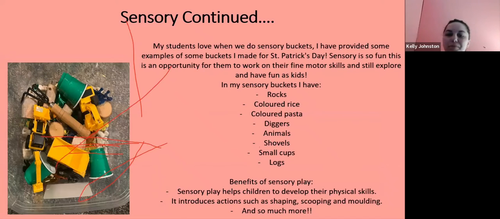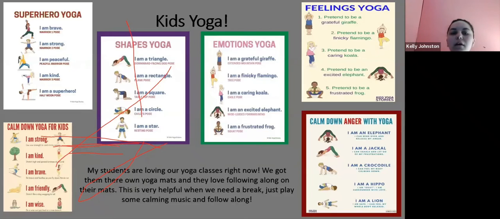Kids yoga. My students are loving our yoga classes right now. We got them their own yoga mats, and they love following along on their mats. So this was very helpful when we need a break. Just play some calming music and follow along.